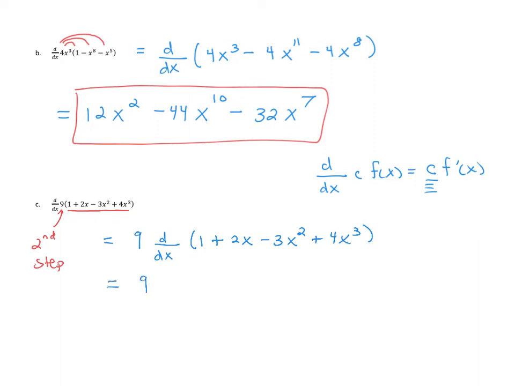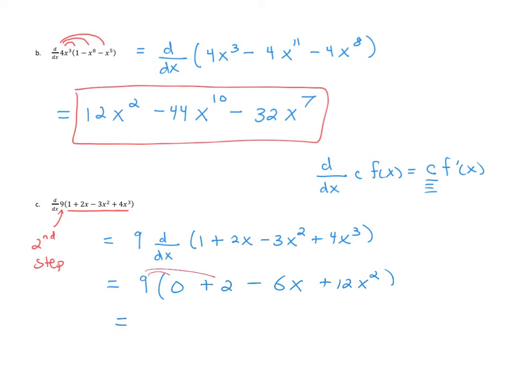So that's going to be 9 times. Now, if I take the derivative of what's inside the parentheses, the derivative of 1 is 0, the derivative of 2x is 2, the derivative of negative 3x squared is 6x to the power of 1, and the derivative of 4x cubed is 12x squared. So I guess we don't really need to write the 0, and we can multiply the 9 into the parentheses if we'd like to, so I think I'll do that next.